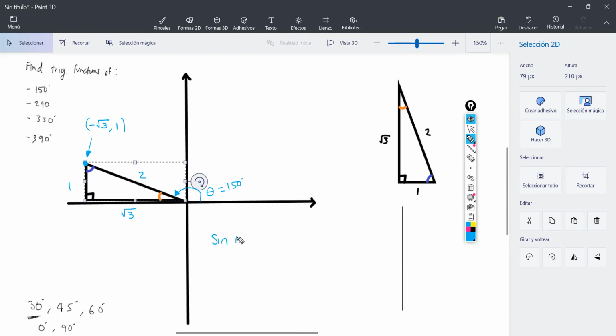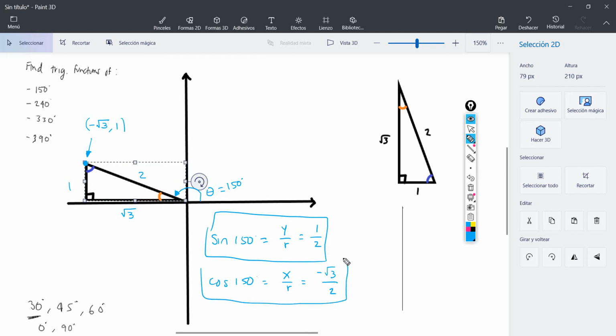We can now calculate the sine of 150, which by definition is the y coordinate over r, the distance. What is the y coordinate? Is 1. What is r? Distance is 2, and I'm done. The sine of 150 is 1/2. Cosine of 150 is by definition the x-coordinate over r. What is the x-coordinate of my point? Minus the square root of 3 over r, which is again 2. There you go. And tangent of 150 is y over x. So it's going to be 1 over this number. 1 over minus the square root of 3, and I'm done.